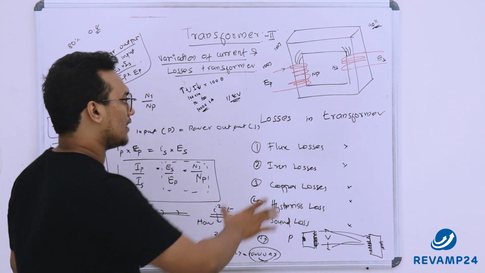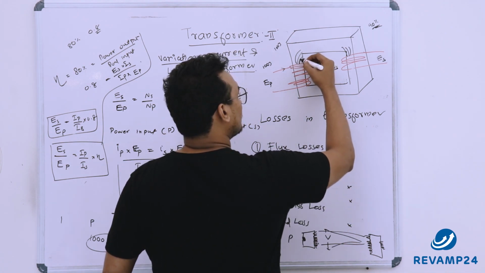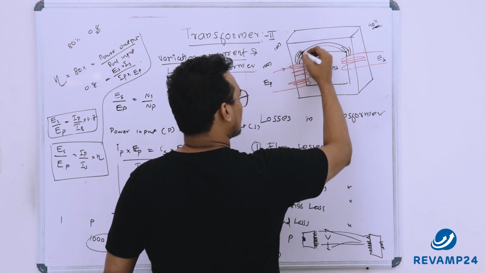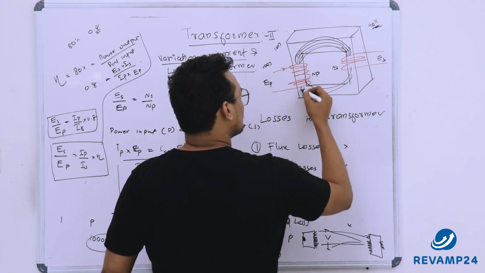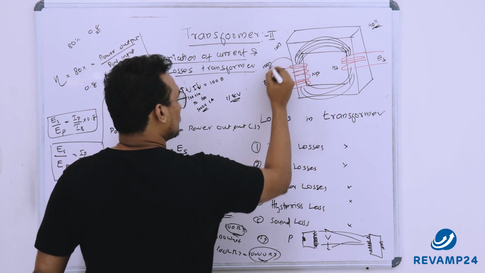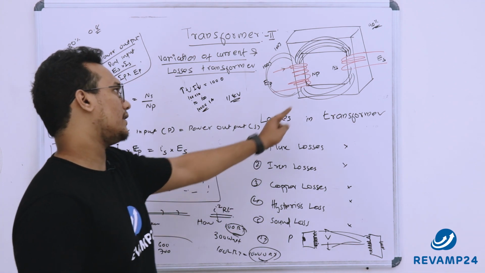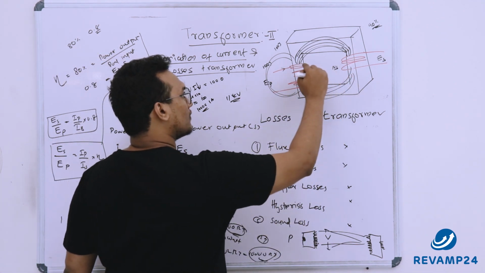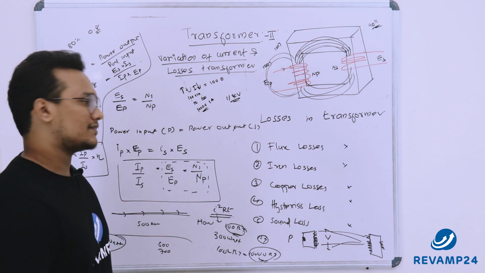So one thing is flux loss. When we derived the equation for the transformer, we assumed that the entire flux generated by the primary is linked with the secondary, but actually it won't be this way. There would be flux linkage through the other side as well. So there is no 100% linkage of the flux produced by the primary on the secondary.